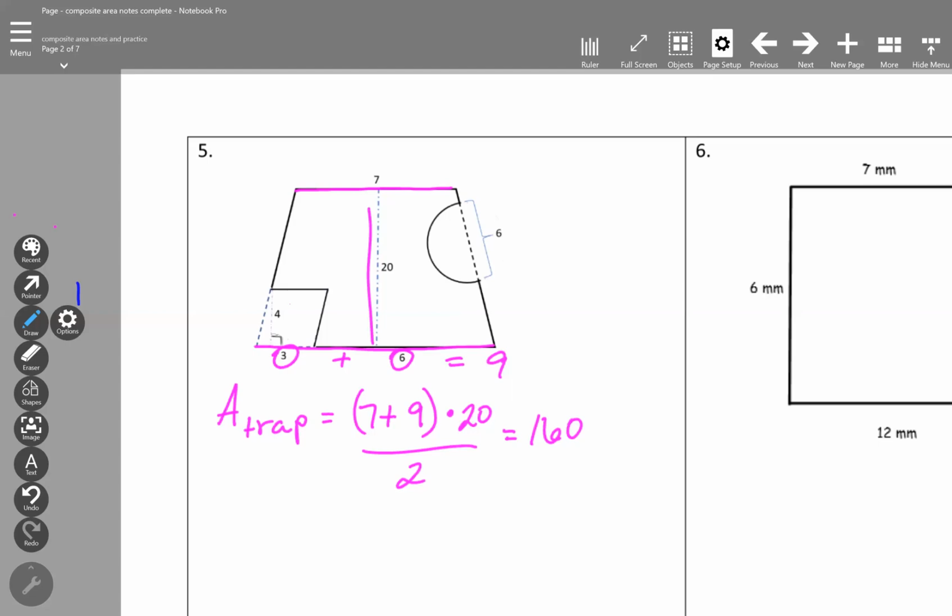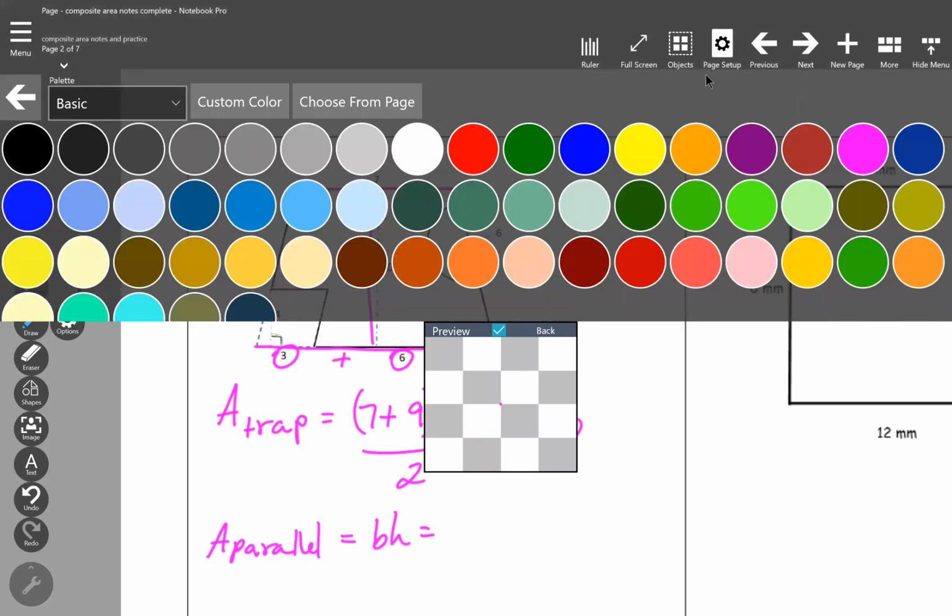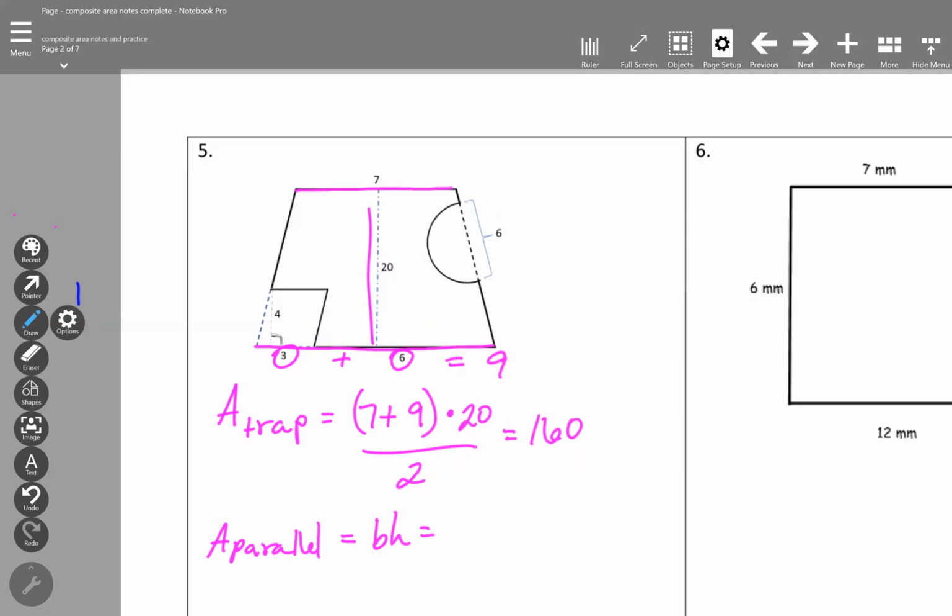Now we're going to find the area of the parallelogram and the area of the semicircle, and then subtract that. So area of the parallelogram, again, it's base times height. And just look at your parallelogram. Let me get another pen. Okay. The base of it is 3, and the height in here is 4. So it's 12.